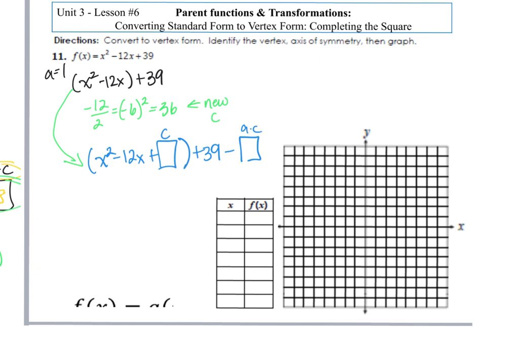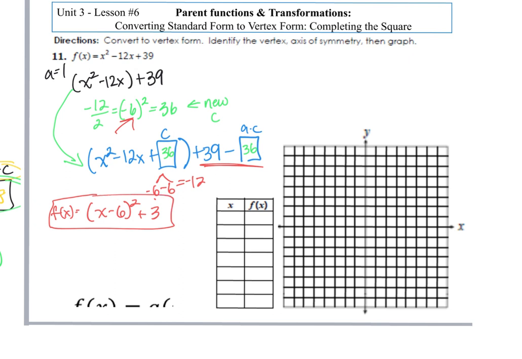What's going in the box? C value was 36. Since our a value was 1, 36 times 1 stays 36. Again, that's why it stays the same sometimes. So now we're factoring what multiplies to positive 36 and adds to negative 12. Well, that's going to be negative 6 times negative 6. Again, that's half of the b value. So we have x minus 6. Remember, because there's two negative 6s here, we can say all this is being squared. And then on the outside, we have 39 minus 36, which is positive 3. So our function here in vertex form is x minus 6 squared plus 3.